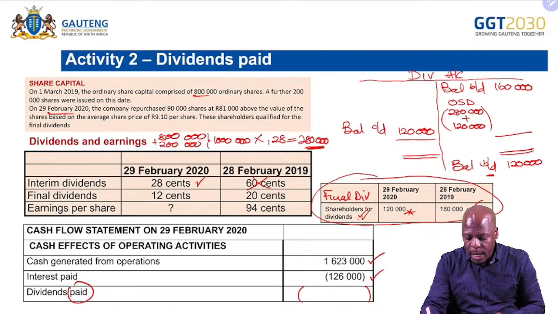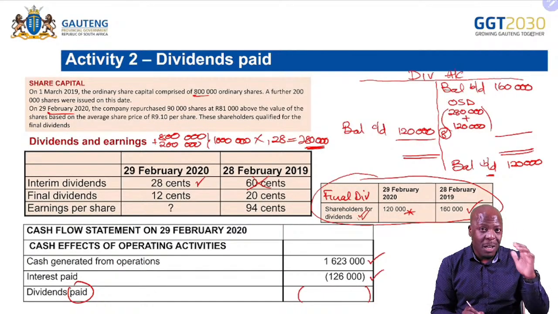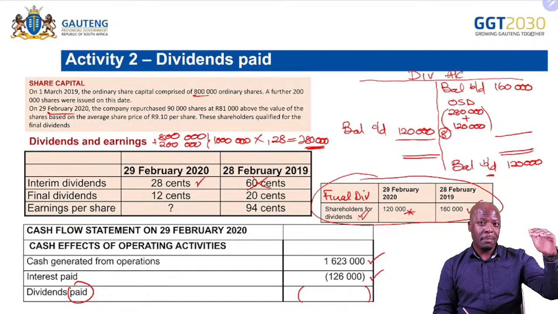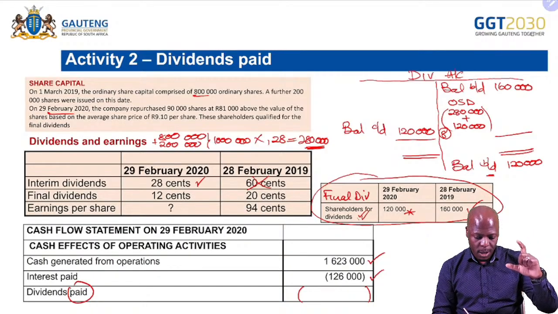Once I am doing this part, I think already you can see note number 8 in your mind. You're thinking note number 8. Interim, which is paid. Final, which is declared. Already you can see that. You can picture that.